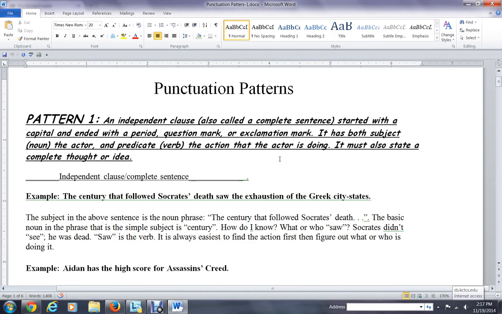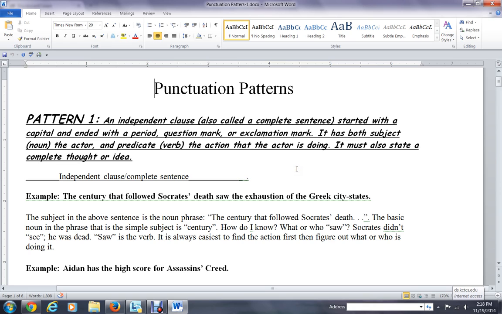We're going to look at some of the basic ideas of punctuation in our sentences. We're just going to go over a couple of patterns that some of you are still having problems with. The first one we want to look at is what makes a complete sentence, and if you're getting fused or S on your paper, it means that it's not a complete sentence.